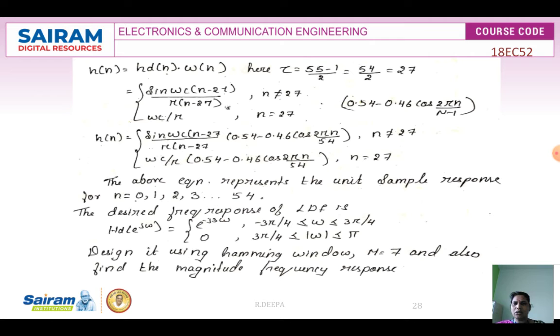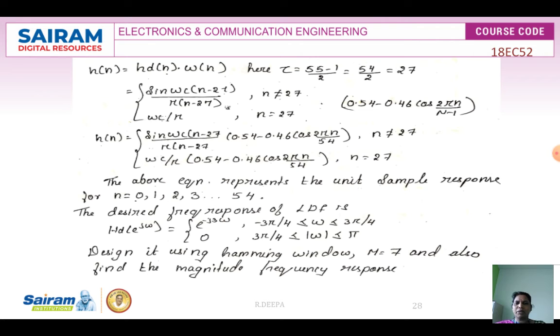As per the design procedure, h of n is going to be hd of n multiplied with w of n. So let us multiply hd of n with w of n for different values of n. And we have the equation, for tau equal to 27, sin omega c into (n minus 27) divided by pi into (n minus 27), and for n equal to 27 it is going to be omega c by pi.